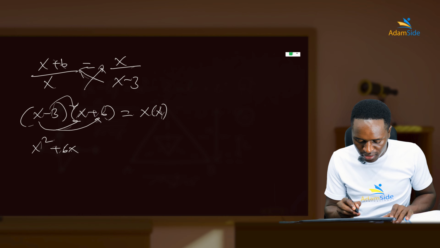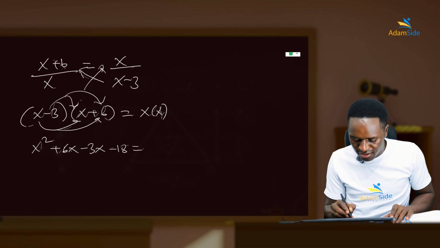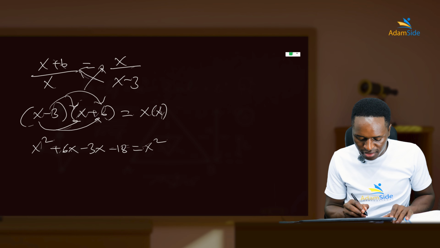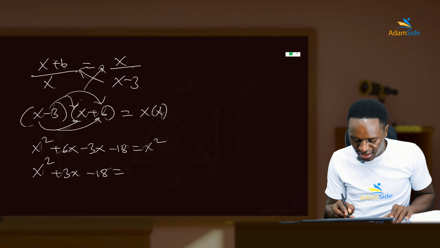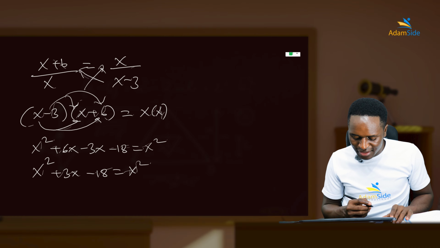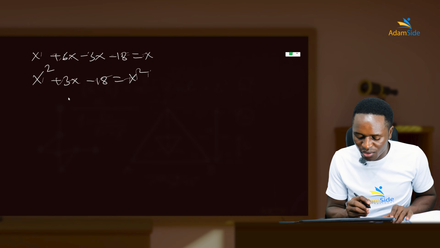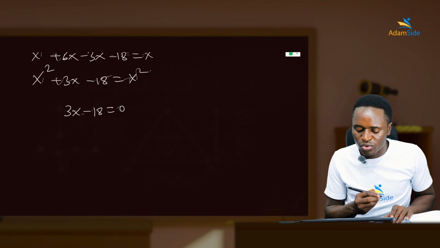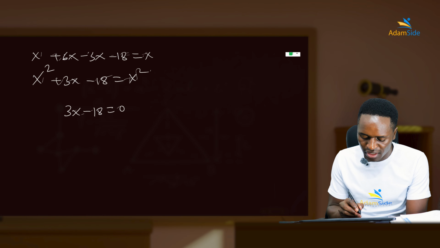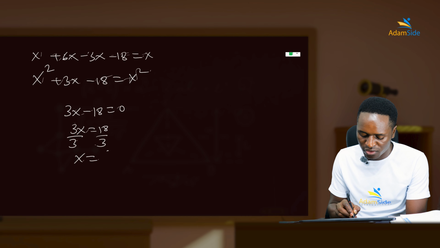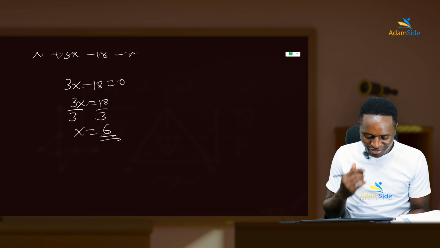And then minus 3x. Then minus 18 is equal to x squared. And then just collect like terms: x squared plus 6x minus 3x is plus 3x minus 18 is equal to x squared. Then x squared and x squared, obviously, there will be 0. And then you will remain with 3x minus 18 is equal to 0. Because x squared minus x squared is 0. And then say 3x is equal to 18. Divide by 3, x is equal to 6 as the value of x.